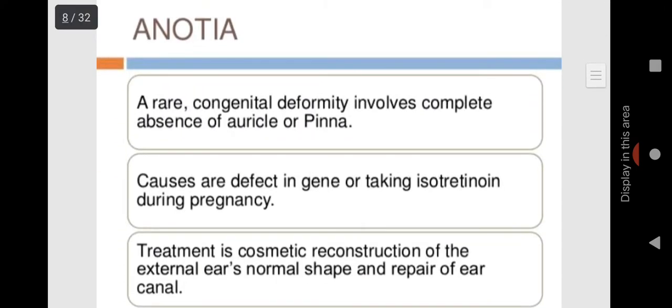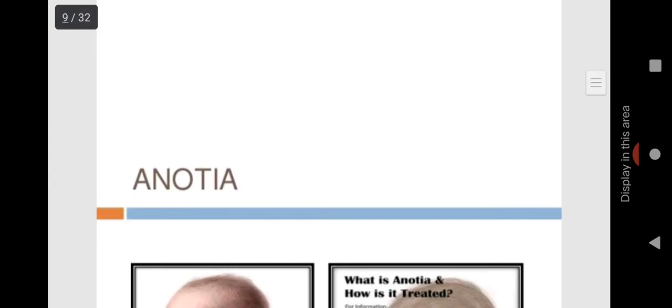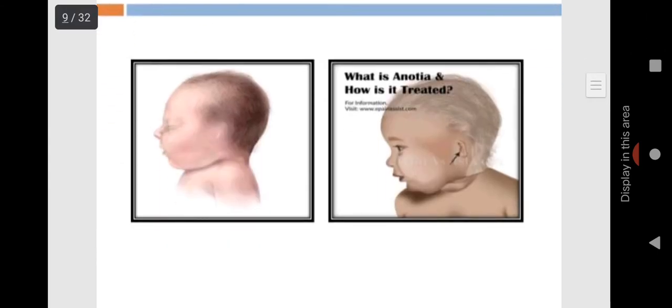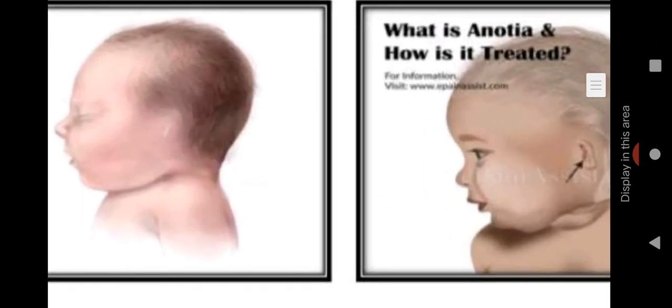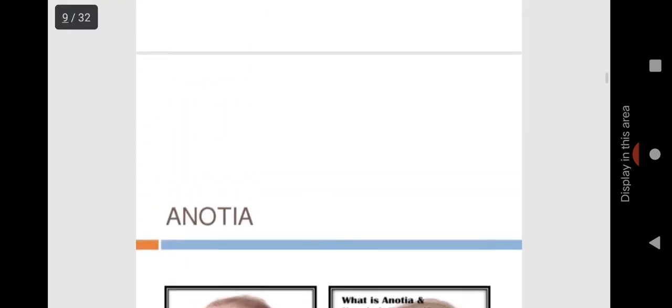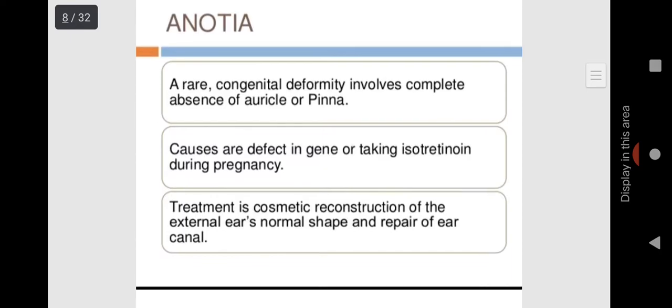Let us start with anotia. Anotia, a rare congenital deformity, involves complete absence of the auricle or pinna. So I will show the picture. Here you can see the complete absence of the pinna, or some absence of the pinna, in anotia.